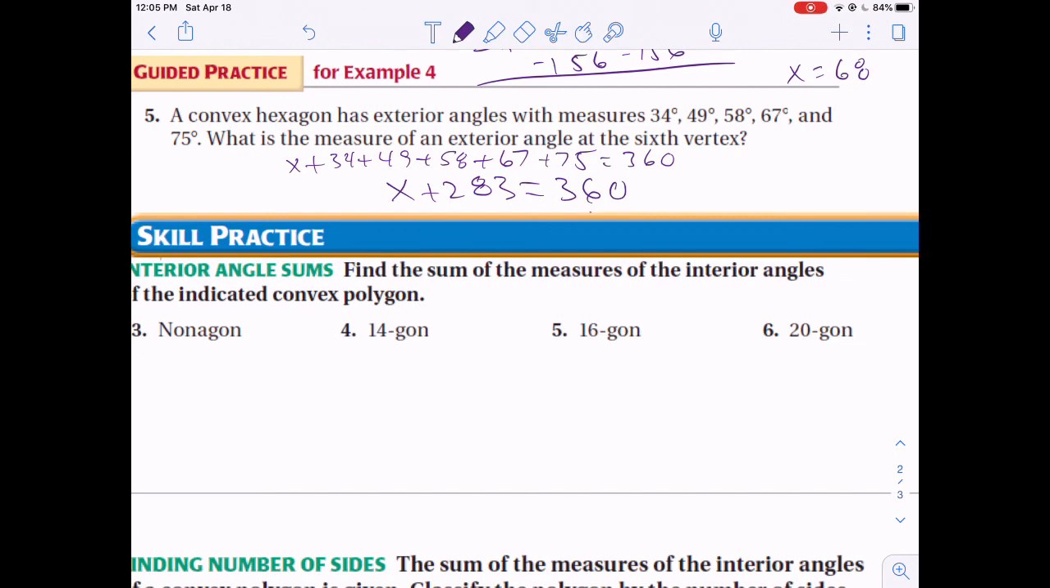Subtract the 283. No room to write there. x equals, let's see, 77. So the last angle is 77 degrees. All right, we'll give you some practice from those also. Good luck.